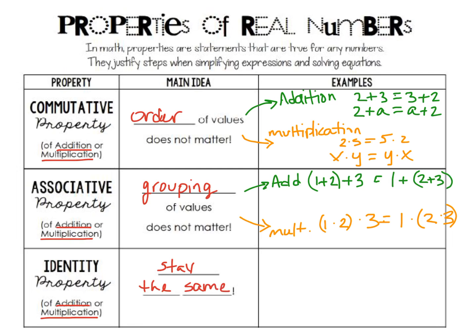Okay, so let's do addition first. If I have the number 2, what can I do to that number 2 so that the result will still be 2? And again, this is addition, so we're going to need to have a plus sign there. What do you add to 2 so it doesn't change the value?